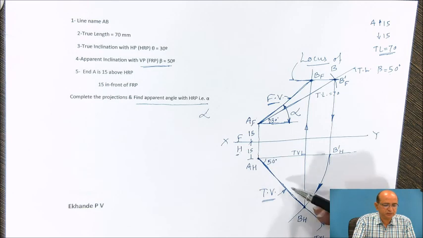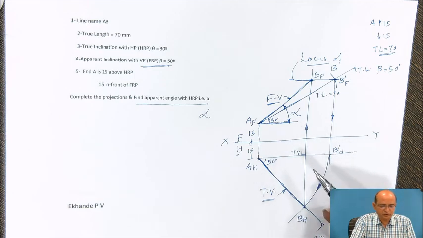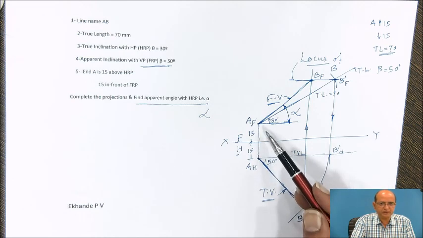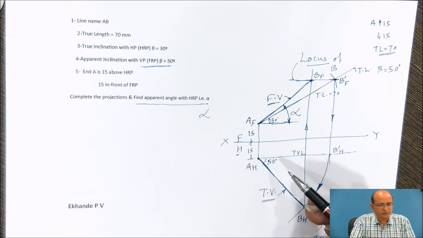Okay, so this is the procedure for obtaining the projection of a line when certain data is given for the line condition and certain angles are given, and the position of the initial point is given. So this is all about the projection of lines.